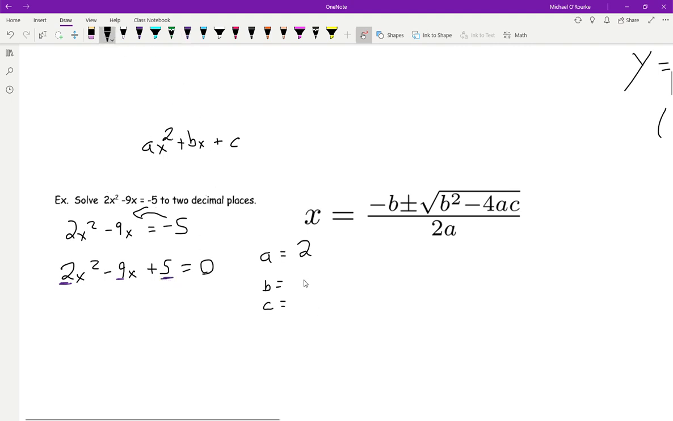B is 9, or more specifically, negative 9, and C is 5, okay? So we have to take the sign with the number, okay? We take the sign with the number. Do we understand where we get A, B, and C from?